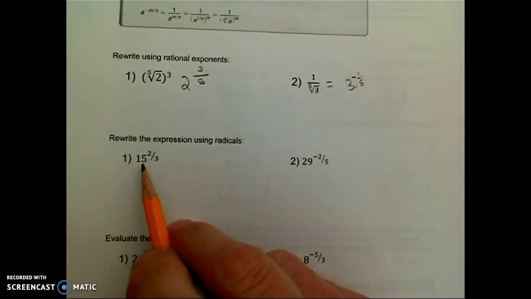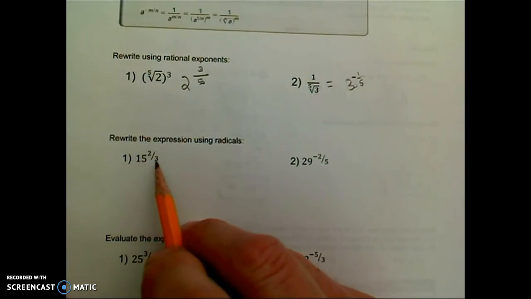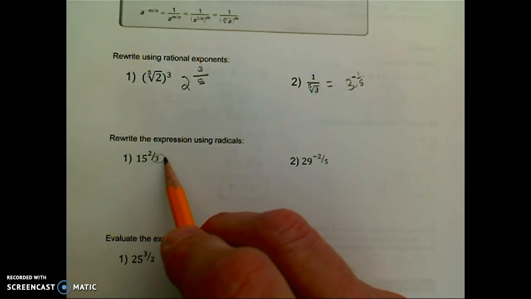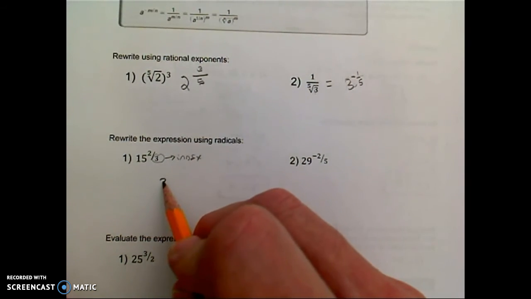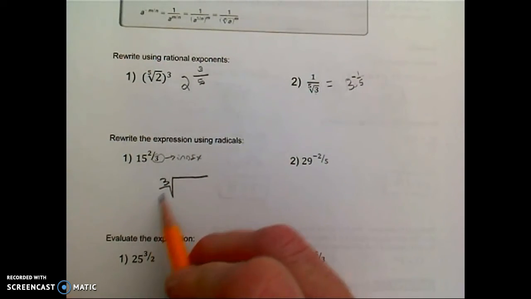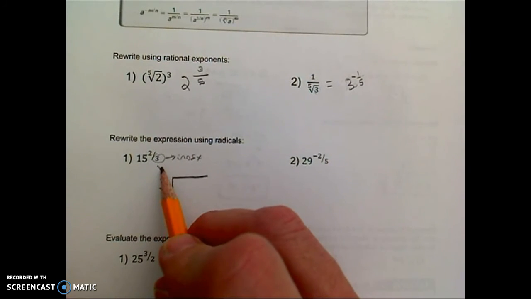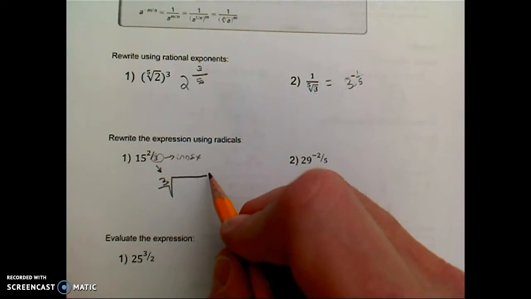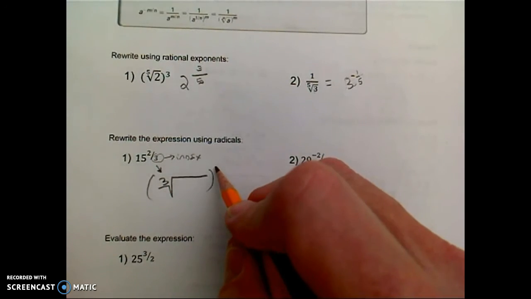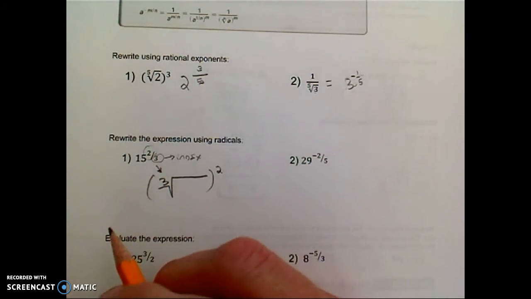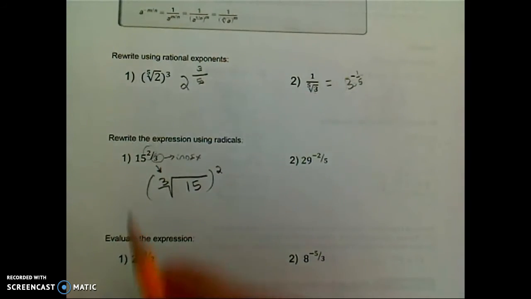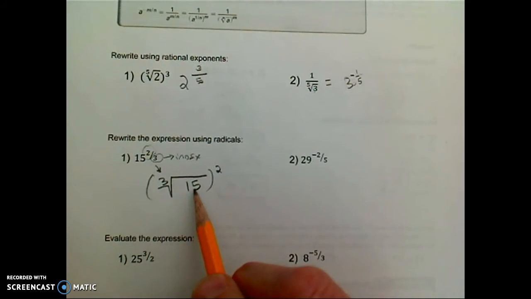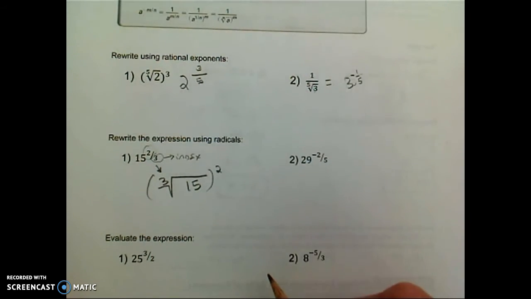If we go the other way, 15 to the 2/3 power. So remember, this is going to be my index, the denominator of my fraction. So I'm right away going to write a radical with that as my index. I'm going to take whatever this is and square it. That's what the numerator of my fraction tells me to do. And then 15 is my radicand. So 15 to the 2/3 power would be written as the cube root of 15 squared.